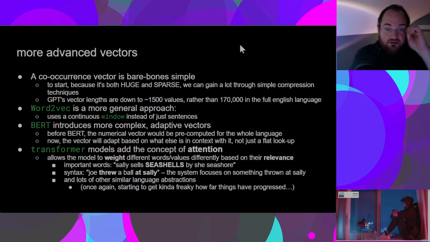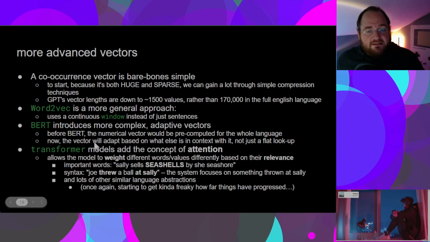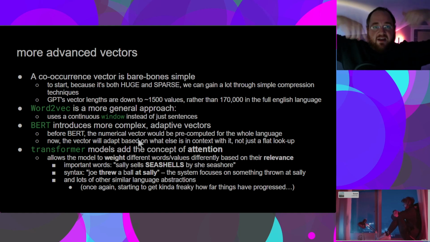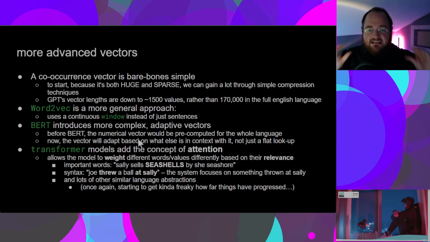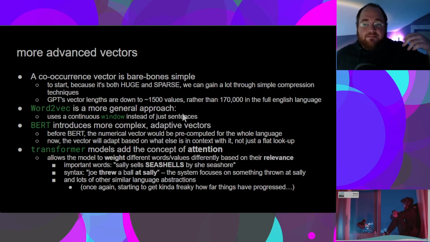BERT is another version of this sort of vectorization that adds in the idea of adaptive vectors. So before BERT, the numerical vector would be pre-computed for the language. It would have one solution. But now the vector is adding in additional things like, well, what all is in the context of the sentence? It's not just saying, here's the sentence, let me slam all of these vectors together, and now you have your sentence vector. It's saying, well, the words in this sentence will determine which parts of the vector are more important to emphasize, right?